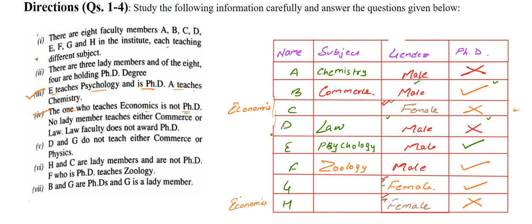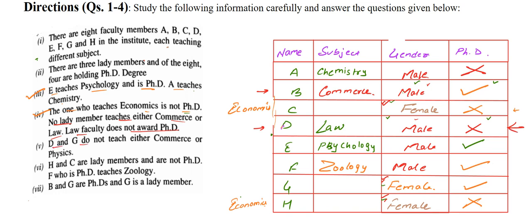Now let's proceed. We have no lady member teaches either commerce or law. So here you can see we have law and it is taught by a male teacher. Here, sorry, this is commerce taught by a male teacher as well as law taught by a male teacher. Then we have law faculty does not award PhD. So you can check here, law faculty does not award PhD. So D does not have a PhD degree.